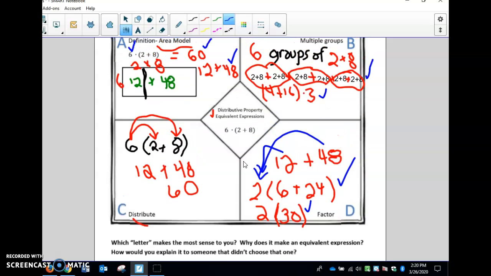But I want you to quickly check in with what you're going to be replying in the discussion. Which one of these letters, A, B, C, or D, makes the most sense to you? And why does it make an equivalent expression? I would really encourage you to explain it in such a way that if somebody chose a different one and didn't really understand yours, they would be able to make sense of it.